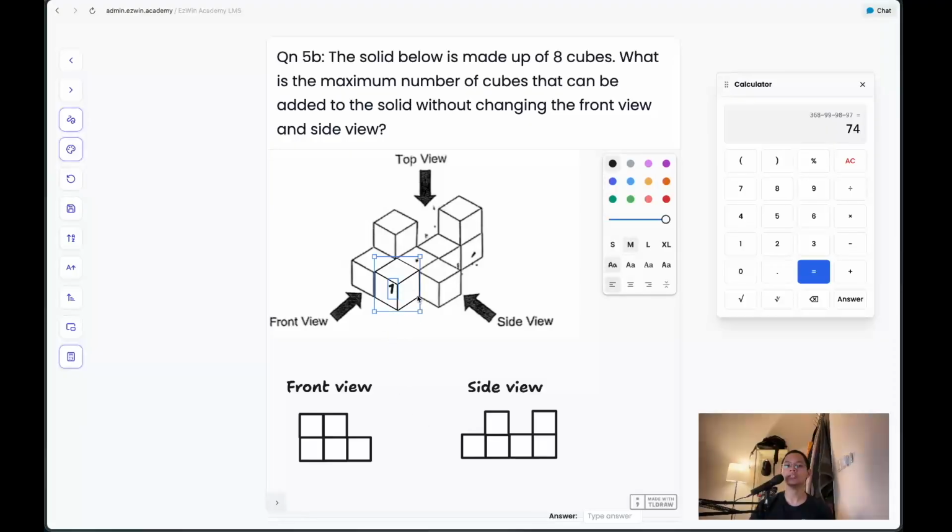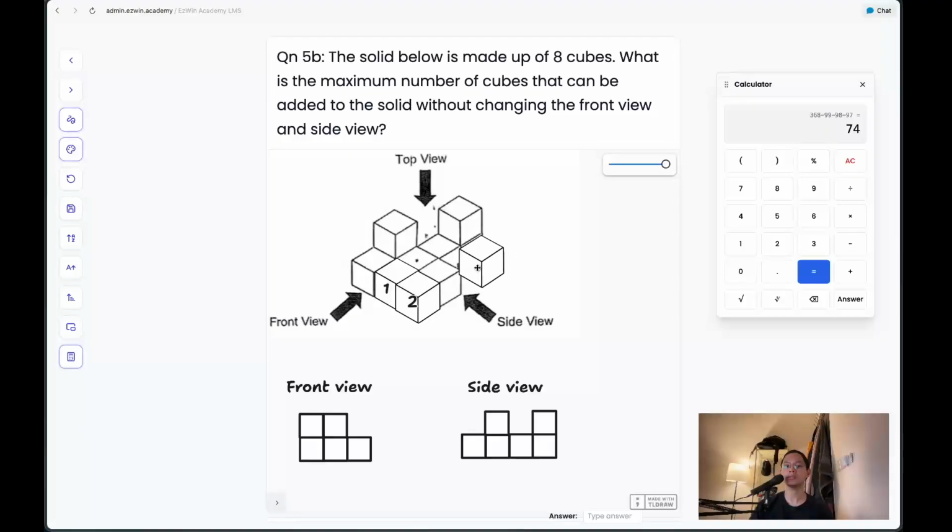Okay, let's have another one. If we put over here, do you think we change the front view? Not really, it stays the same. What about the side view? Does it change? Not really, it stays the same. So we can add another one. 2, yes. Let's move to the next layer somewhere here.